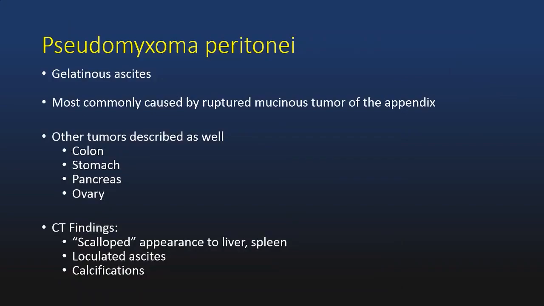That disease presents with gelatinous ascites, most commonly caused by a ruptured mucinous tumor of the appendix. That happens about 90% of the time. The rest of the time, other tumors can be implicated, including GI and GYN sources. The CT findings classically are that scalloped appearance to the liver and spleen with fluid attenuation, collections of loculated ascites, and there can be associated calcifications.